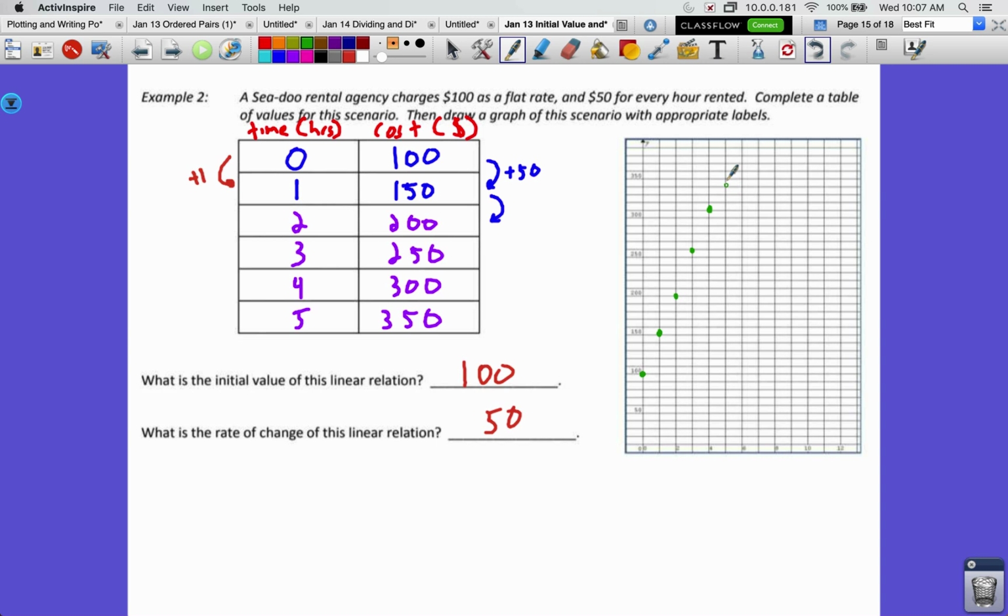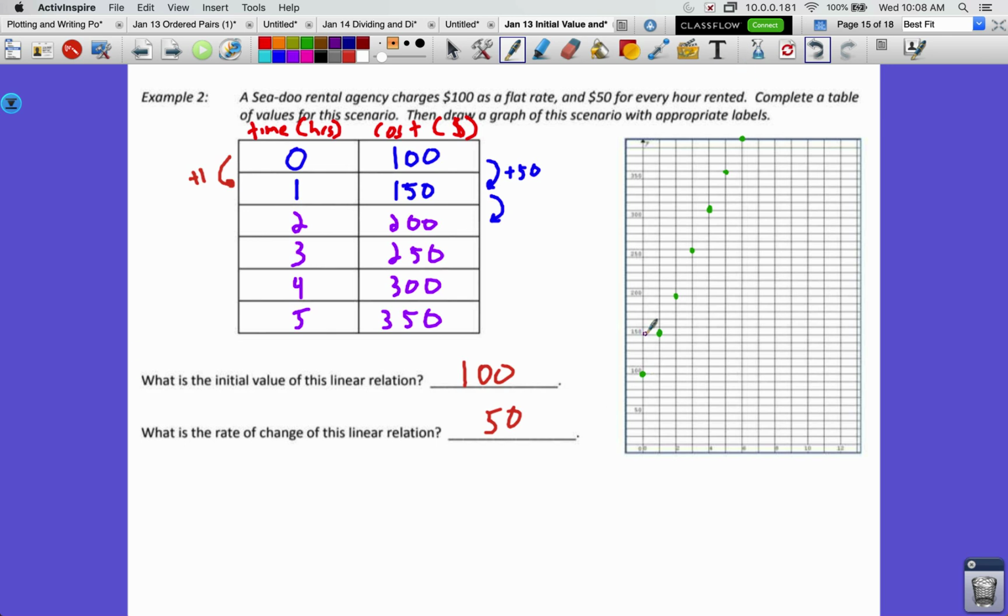One, 2, 3, 4, 5. And there's our graph. Now, we don't know what would happen if we brought it back at the 30-minute mark. We would probably be rounded up. So maybe we just want to leave this as dots and not connect it with a line because we don't know if they round up or down or if they charge partial amounts.